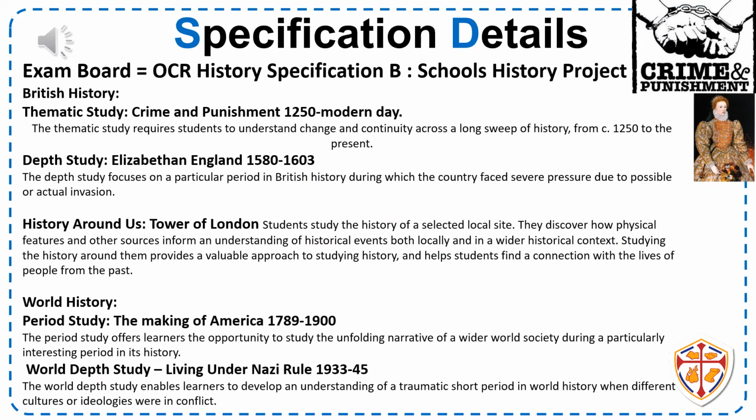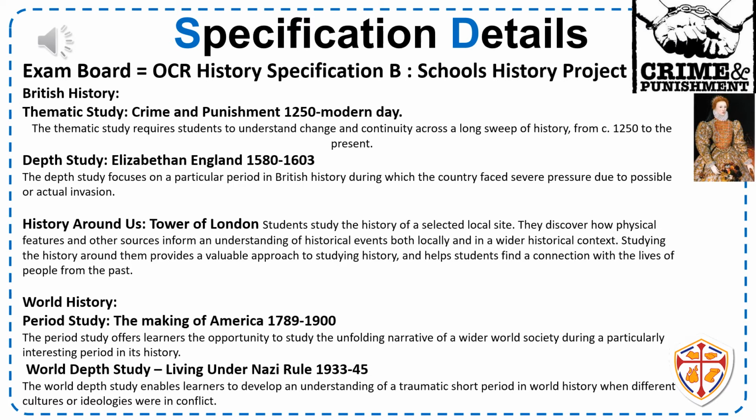So if we examine the exam board now, we use OCR History Specification B, Schools History Project. We look at British history and we also have world history as well, and then a history around us, which is a local study site. We choose to look at the Tower of London and we examine it chronologically, examining how it's changed throughout time.